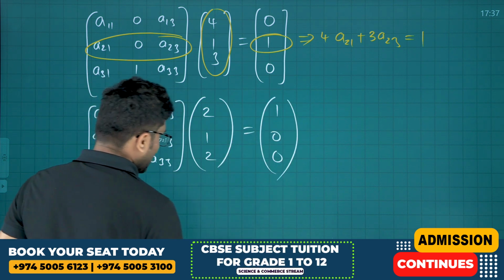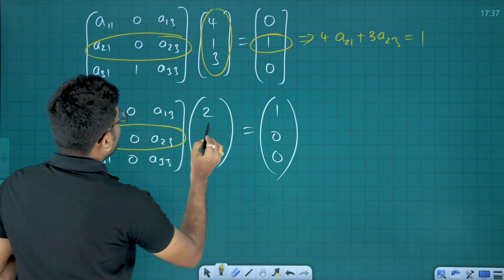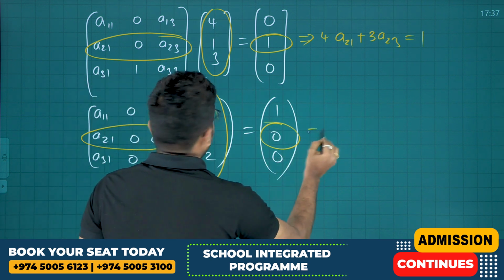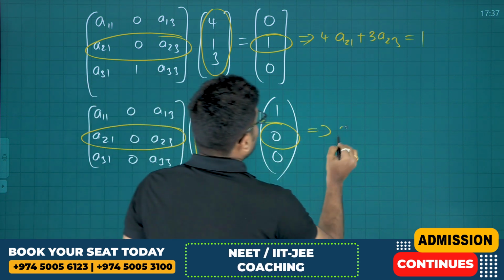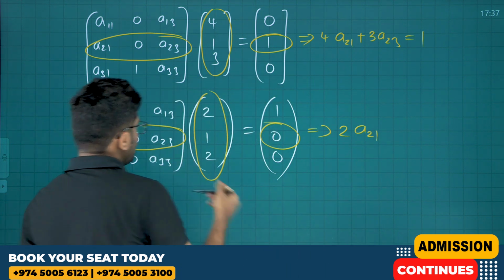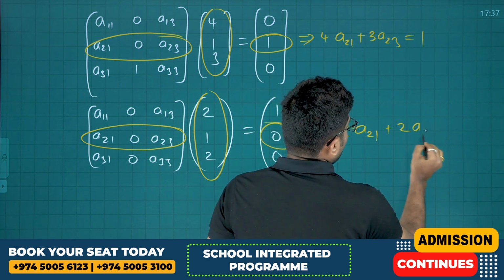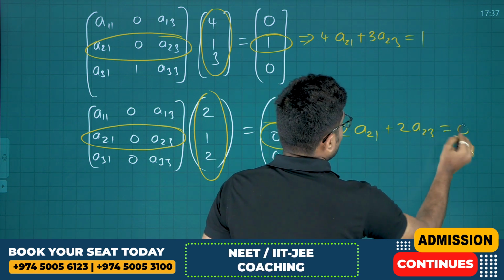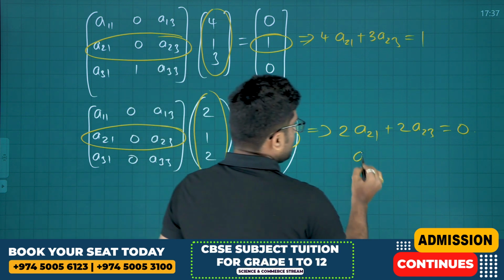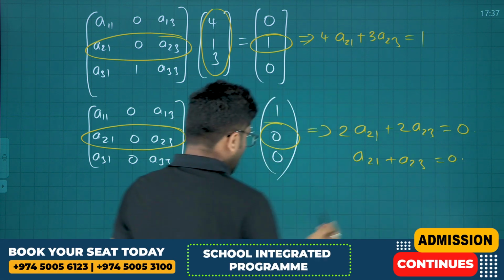Same story again, focus on only row 2. When you multiply this with this, you get this, which is nothing but A21. So 2 times A21 plus 0 into 1 plus 2 times A23 is equal to 0. So from here we can say A21 plus A23 is equal to 0.